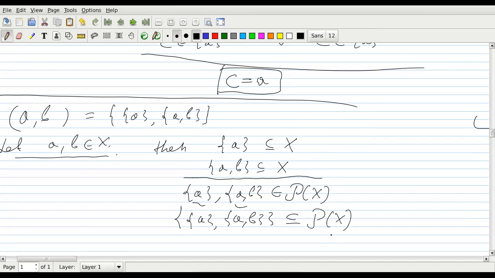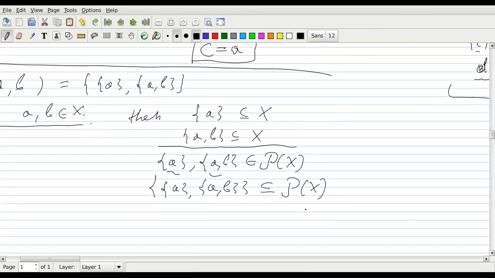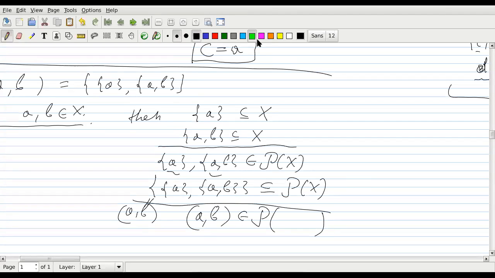Just formula. If we have two elements, you may group them together and you will obtain a subset. And my last step is more scary. That is, the ordered pair of these two sets is an element of what? Of P, it is a subset of what? Of this thing. As it is a subset, then it is an element of P of X.